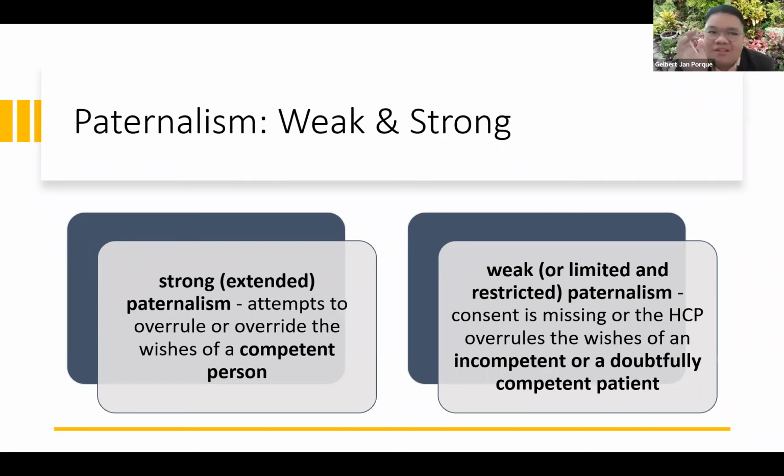But if the patient is incompetent, halimbawa yung patient stroke, halimbawa yung patient impaired judgment, you can actually apply what you refer to as your weak or limited or restricted paternalism. So that's the difference of the two. Pag sinabi kong strong extended paternalism, competent pa yung tao. Pag sinabi kong weak paternalism, that means that the individual is already incompetent. Okay, take note of that.